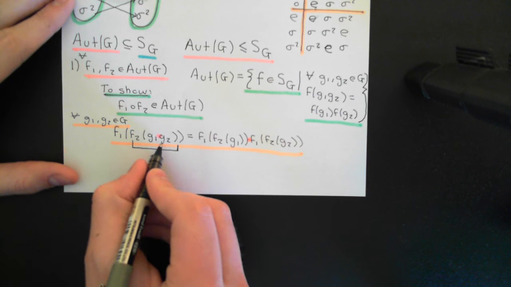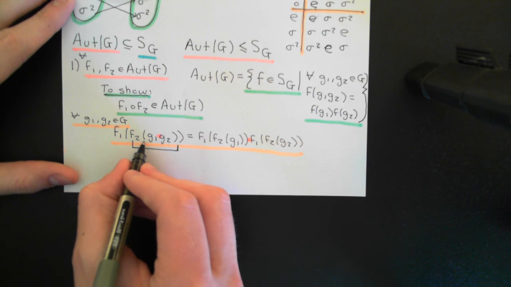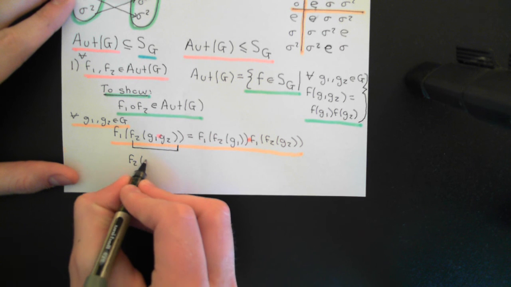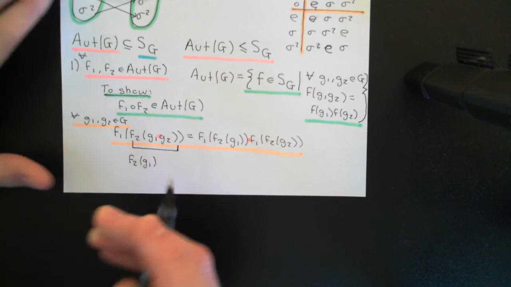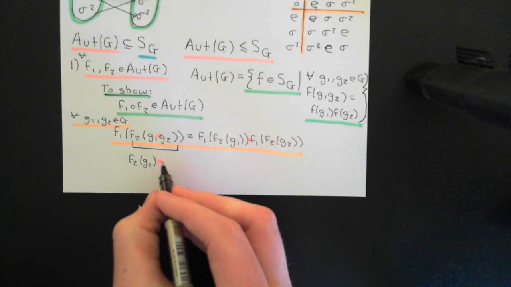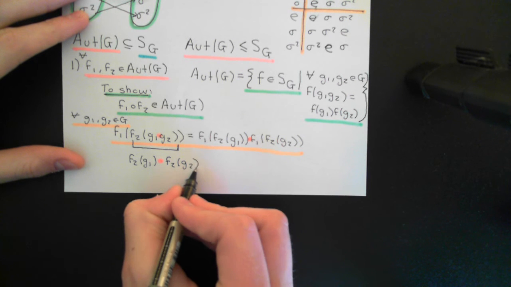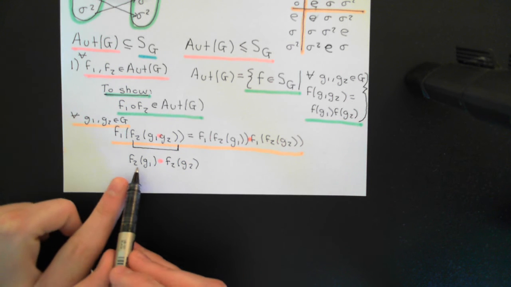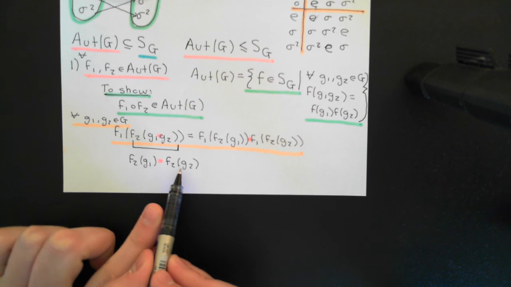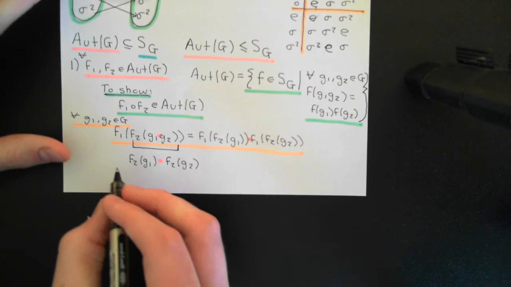So if F2 is an automorphism of the group capital G, then I can split F2 of G1 composed with G2 into F2 of G1 composed, and I'll need my red pen back again, so red blob for composition of elements in the group, with F2 of G2. I know this looks complicated, but remember, F2 of G1 is just some element of the group, F2 of G2 is just some element of the group, so I'm just composing two elements of the group together to get another element of the group.